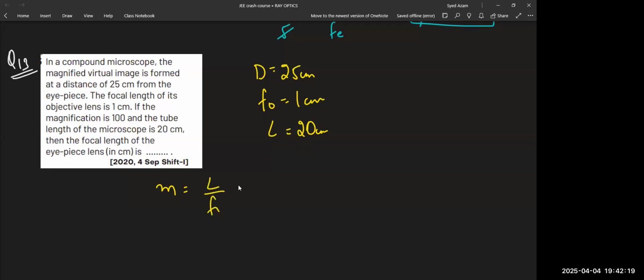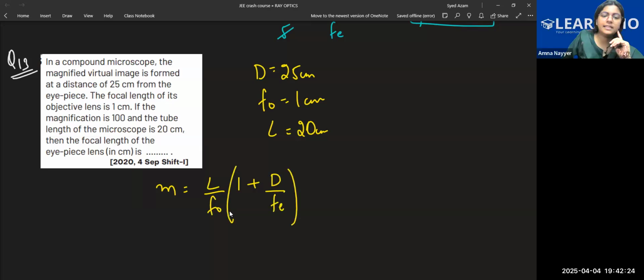L by F naught, 1 plus D by Fe. Yes, this is the formula. Please revise the formula of the microscope. So L by F naught into 1 plus D by Fe. So from here, we can at least calculate Fe.